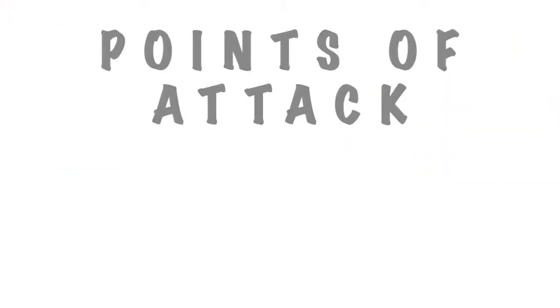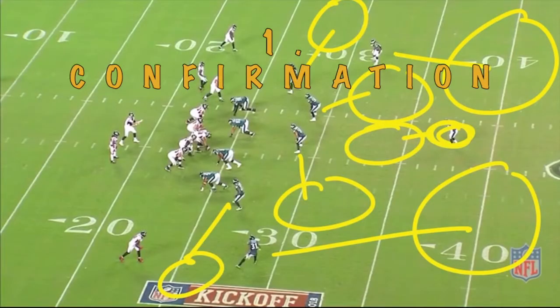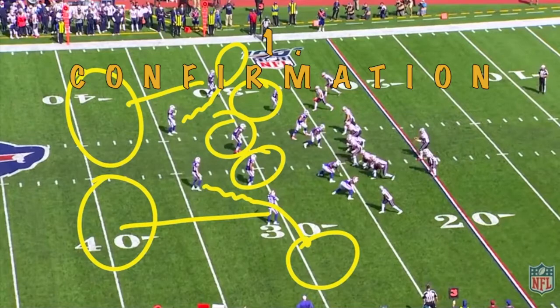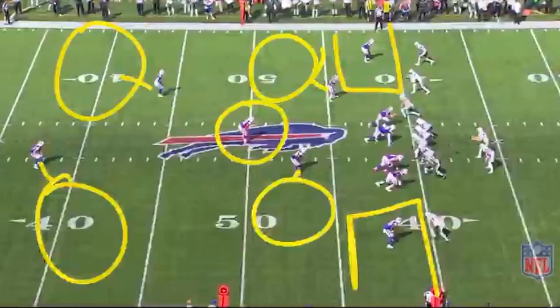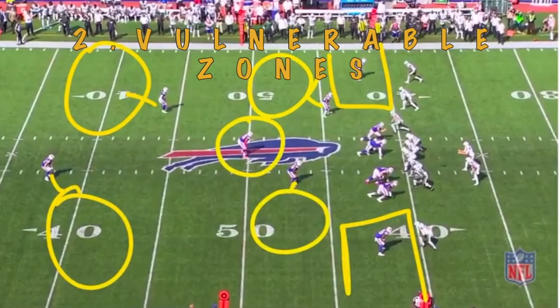Here are the 4 points of attack to beat a cover 2. Number 1, you gotta make sure it's cover 2. Like we talked about, the regular cover 2 and all its variations have different moving pieces all around us. So even though the initial stance might give us some clues, we gotta make sure during the play that that's the defense we're facing.